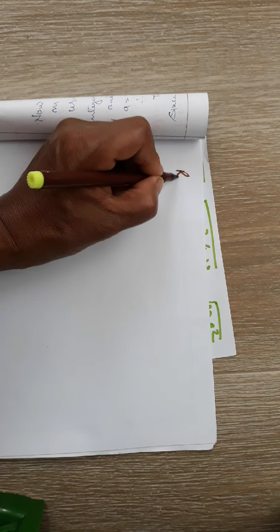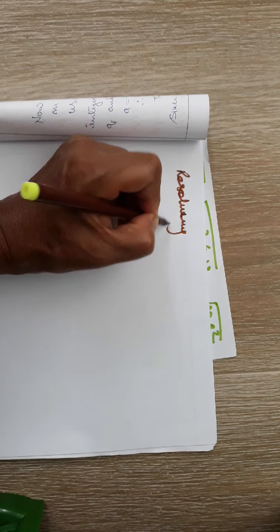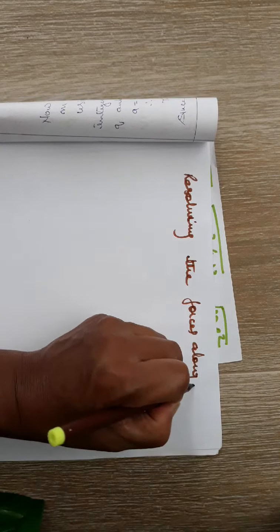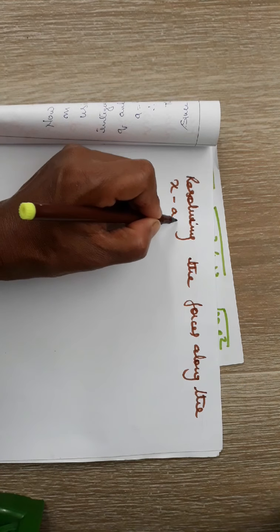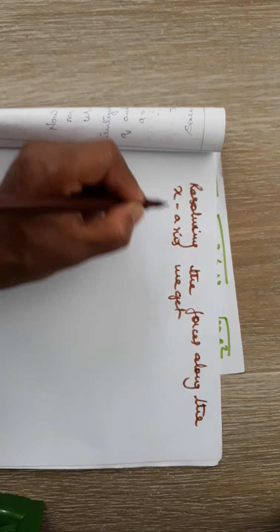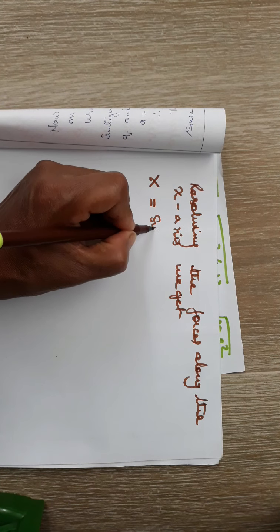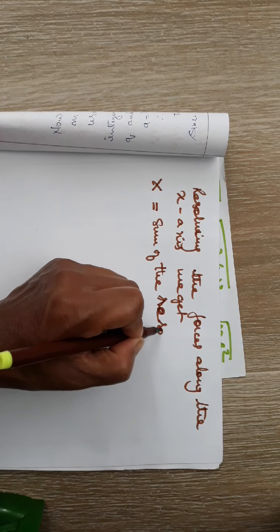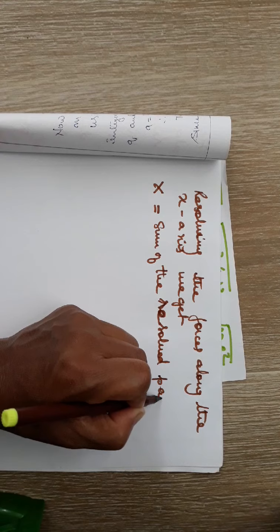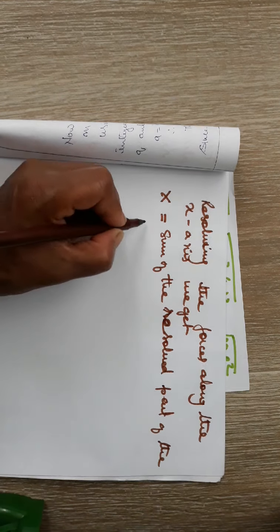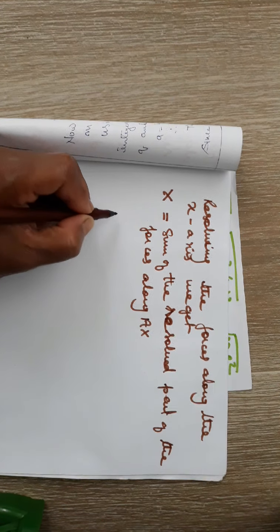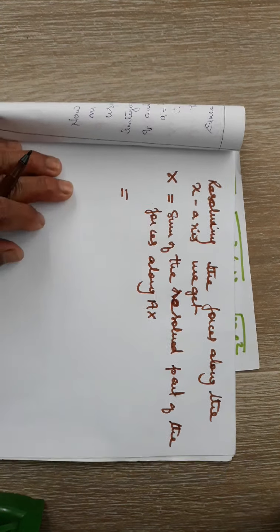So now we find, resolving all the forces in the question, resolving the forces along the x-axis, we get X here, which is the sum of the resolved parts of the forces along AX, which is equal to, what are the forces in the given figure here?